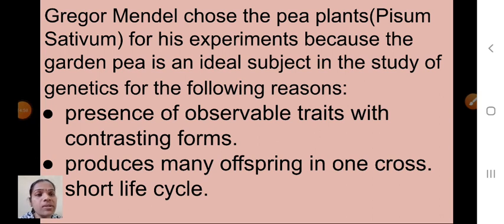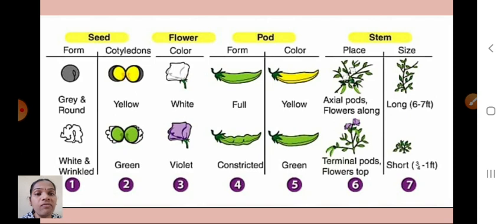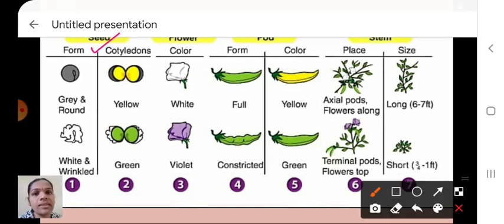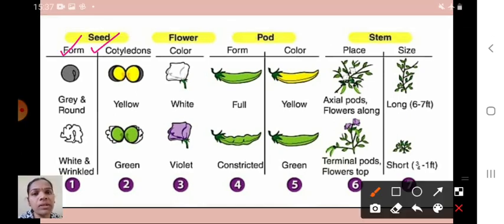See here children, these are the different characteristics of pea plant. First one is seed, that is which shape: grey and round, and this one is white and wrinkled. Next one is cotyledons, that means the seed is covered by a cover, called cotyledons. Here one characteristic is yellow color and another one is green color.